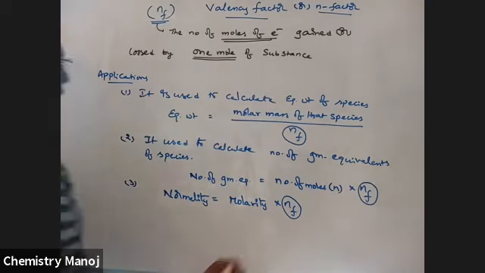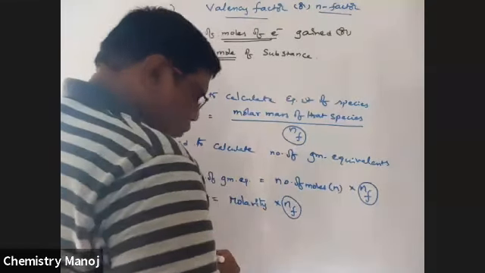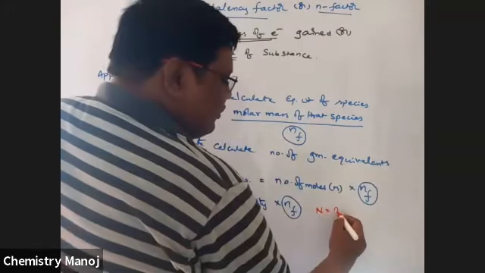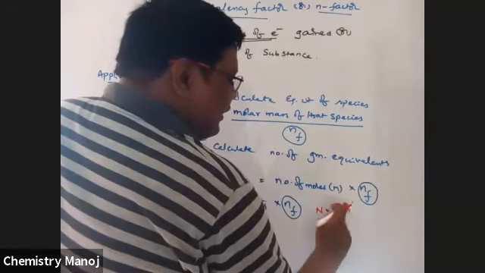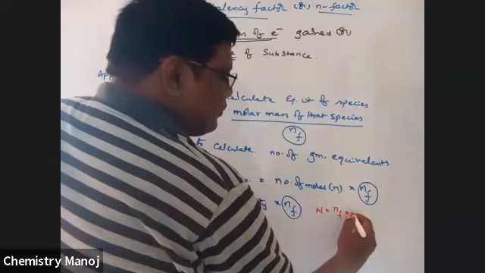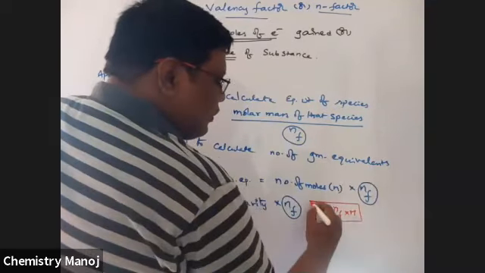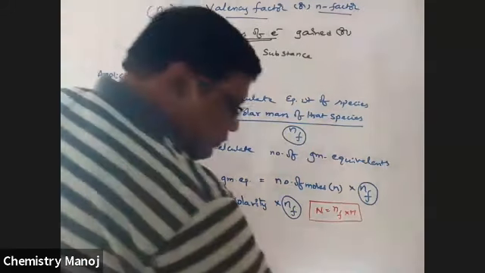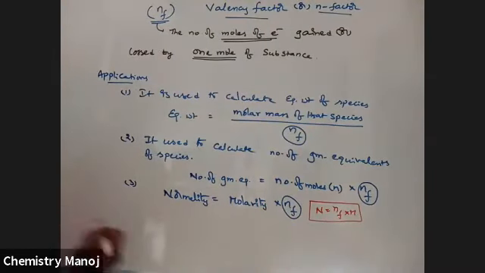So in simple terms, normality is equal to n factor into molarity. Normality is equal to n factor into molarity. So that is the formula, frequently used.